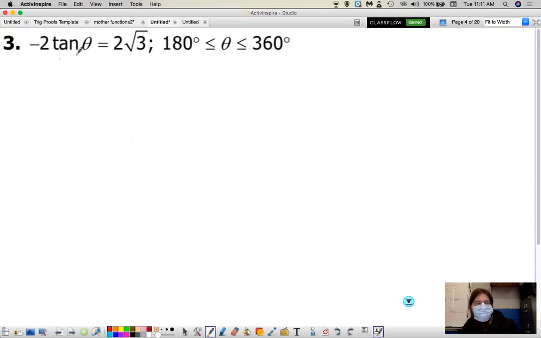All right, now tangent. I'd always suggest checking tangents because that's sine divided by cosine, so you actually have a fraction in there. Let's see. Divide both sides by negative 2. We get tangent of theta is equal to negative square root of 3. This time we're still in degrees, but we're looking at the bottom half of the unit circle, 180 to 360.